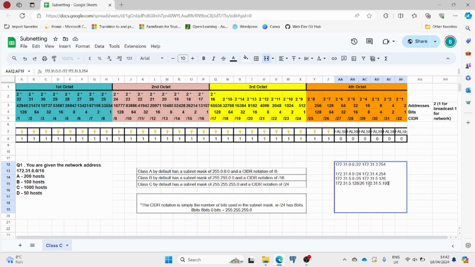The question may be, in this scenario, what's the first usable address on a network, let's say network A? We know network A is the second one down in our answer sheet here. So the answer would be 172.31.4.1.